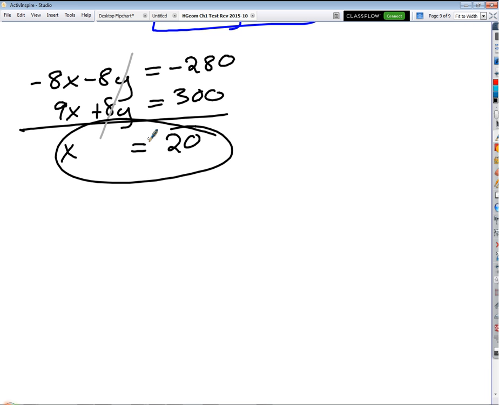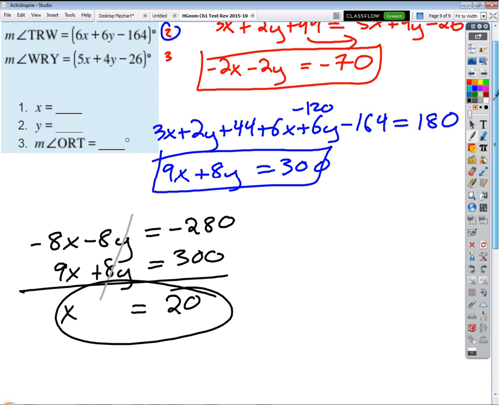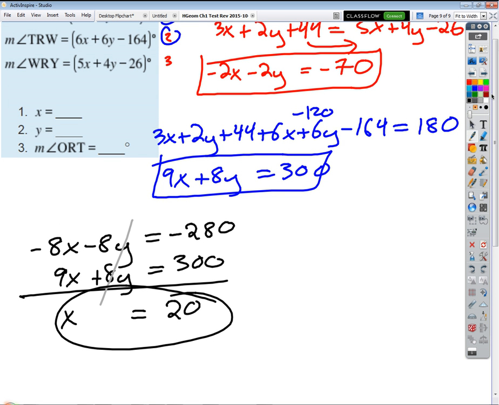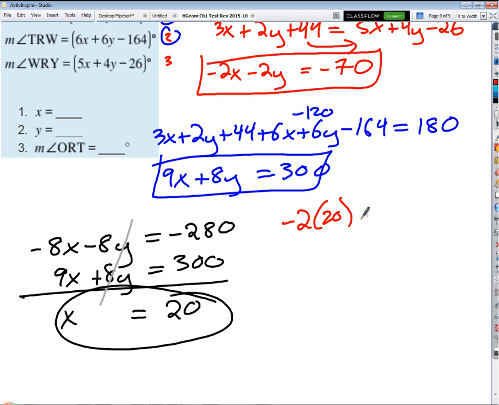So there's half the battle, right? X equals 20. To get y, I'll just plug that back into one of my originals. How about that one? That's an easy one, right? So negative 2 times 20 minus 2y equals negative 70. So what is that? Negative 40 minus 2y equals negative 70. What are the 2 steps in order to solve?